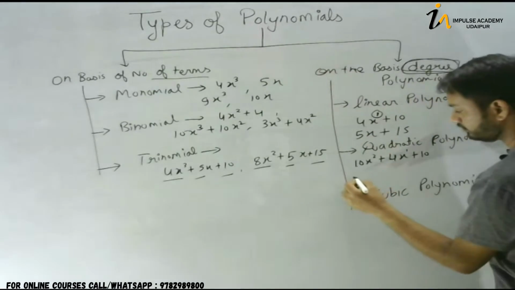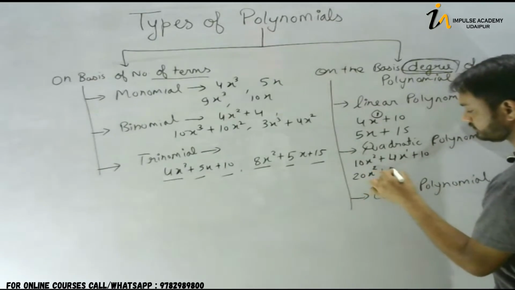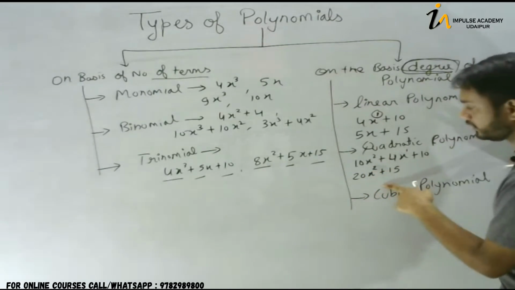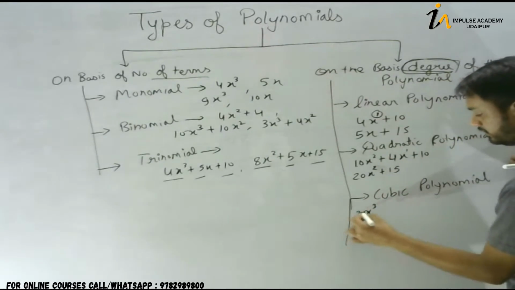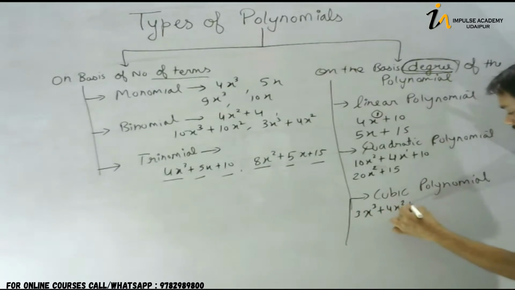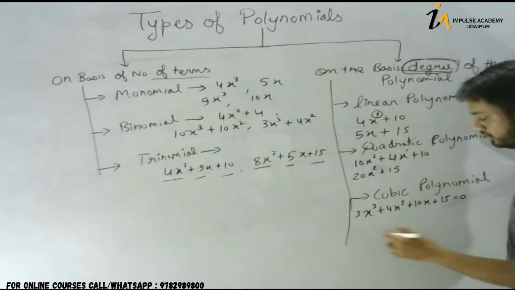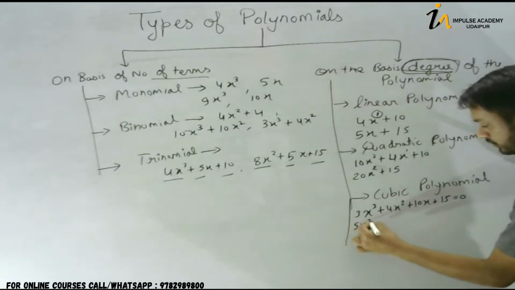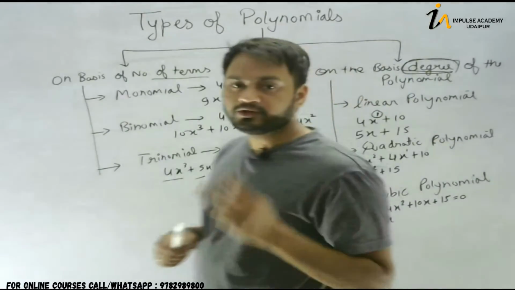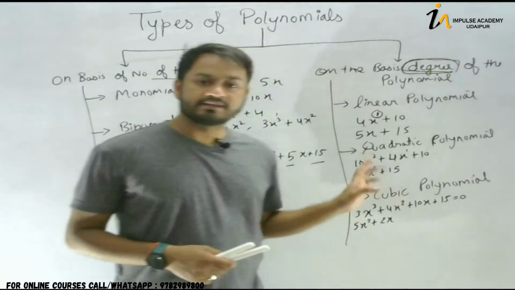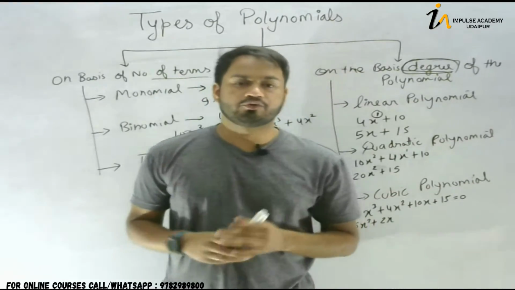Now 20x square, not cube, plus 15. This is also a quadratic polynomial. Now in the cubic, we have cube terms, that is 3x cube plus 4x square plus 10x plus 15 equals 0. This is a cubic polynomial. Another is 5x cube plus 2x. This is also a cubic polynomial. Even if there are only two terms, if it has a power of 3, we consider it a cubic polynomial. So these are the basic types of polynomials.